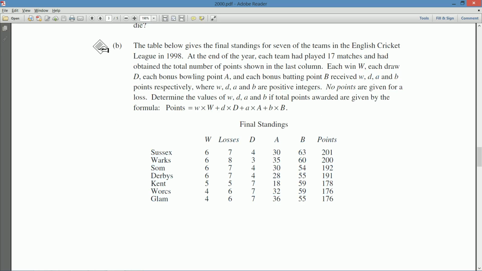Determine the values of W, D, A, and B if total points awarded are given by the formula W times the number of wins, D times the number of draws, A times the number of bowling points, and B times the number of batting points. Okay. So basically, we ignore this middle column, and then we have to figure out how do we get 201 points with 6 wins, 4 draws, 30 bowling points, and 63 batting points in a way that's consistent with the rest of the table as well.